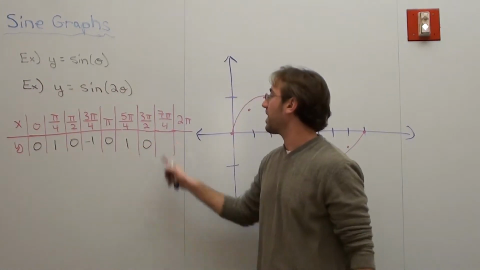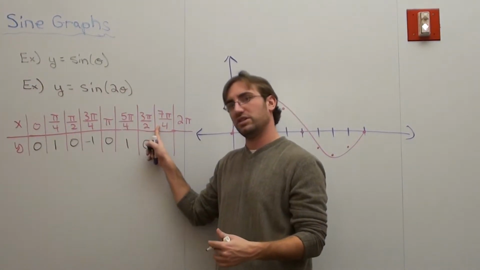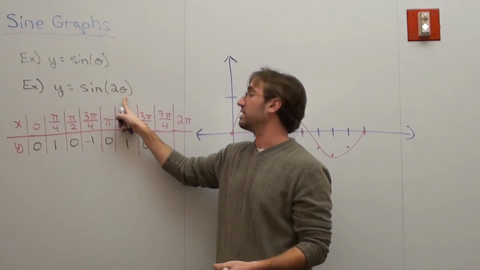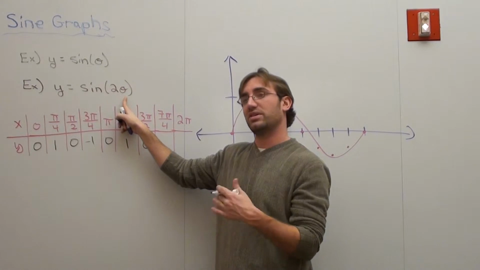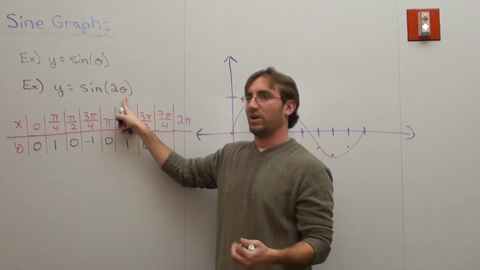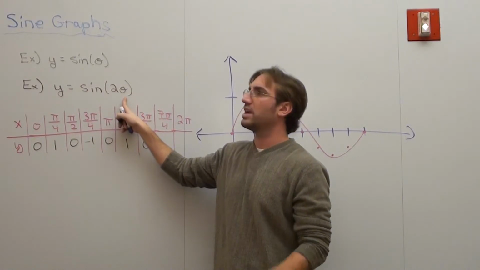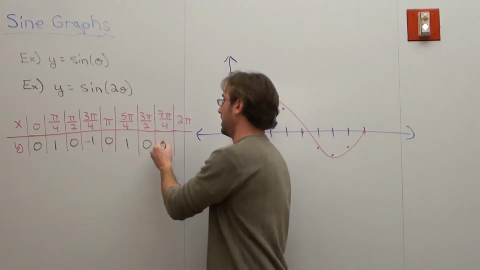Anybody guess what that one is? 7 pi over 4 is 315 degrees. 2 times 315 degrees is 630 degrees. Sine of 630 degrees is 360 plus another 270 degrees. Sine of 270 degrees, I know, is negative 1.